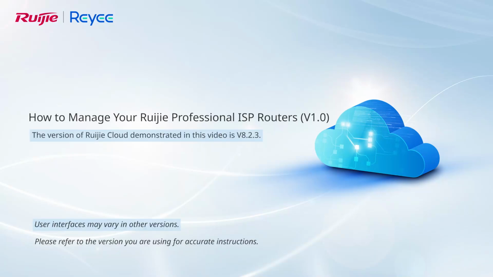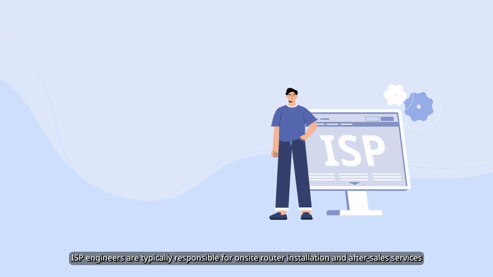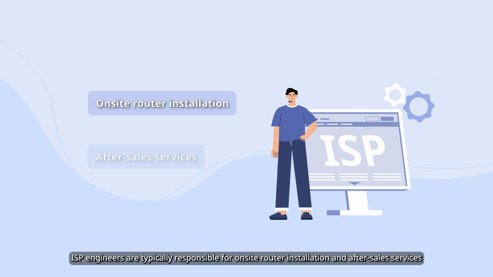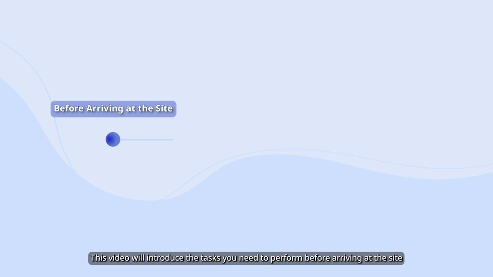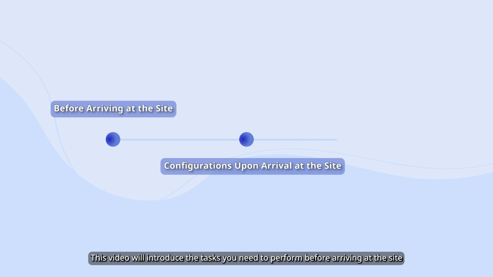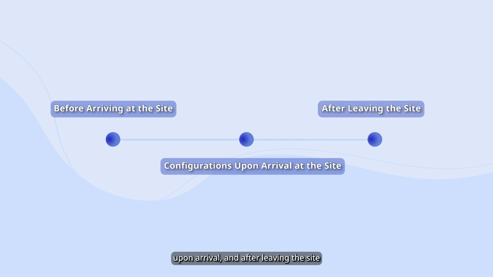This video demonstrates how to configure internet access for routers, using the Ruijie EW7200B Pro router as an example. ISP engineers are typically responsible for on-site router installation and after-sales services. This video will introduce the tasks you need to perform before arriving at the site, upon arrival, and after leaving the site, to help you better manage the Ruijie home Wi-Fi routers.